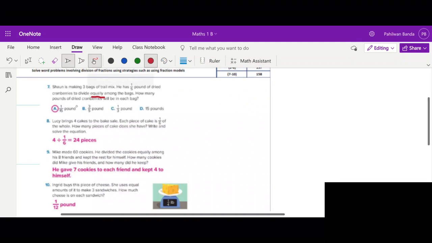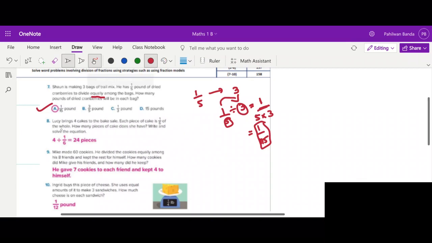He has 1/5. How many pounds of dried cranberries? So the question is how many pounds? For 1/5 pound of dried cranberries, how many bags of trail mix are made? 3 bags. Now the question is how many pounds of dried cranberries will be in each bag? So the unit fraction is divided by the whole number. When a unit fraction is divided by a whole number, the rule is 1 in the numerator, over the denominator multiplied by the whole number. So 1 over 5 times 3 is 15. So 1 over 15 will be your answer.